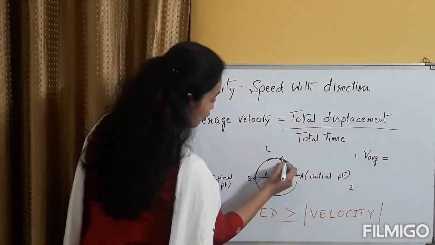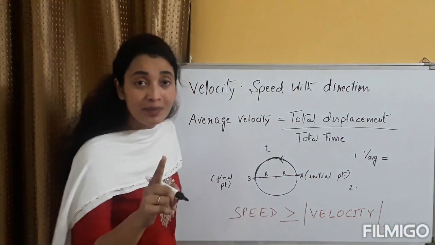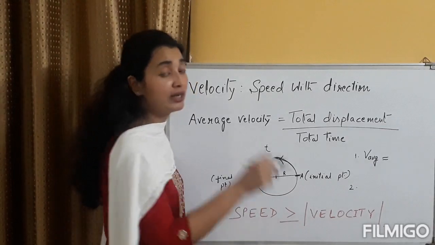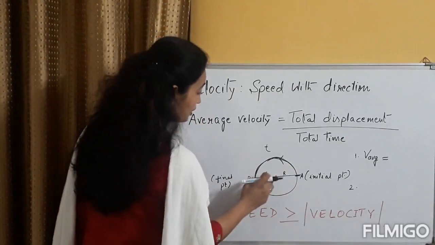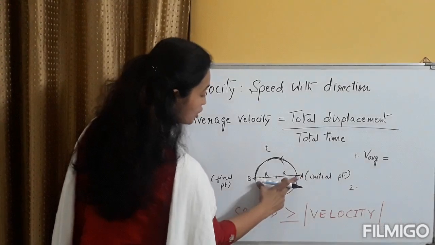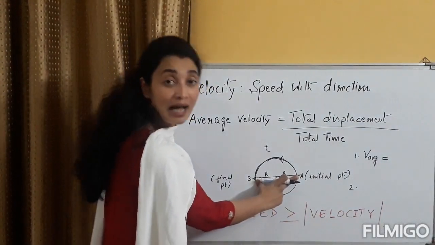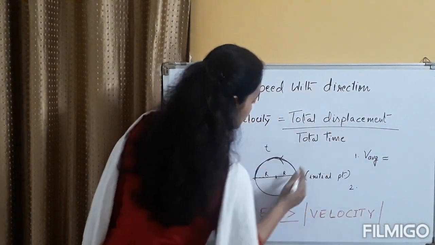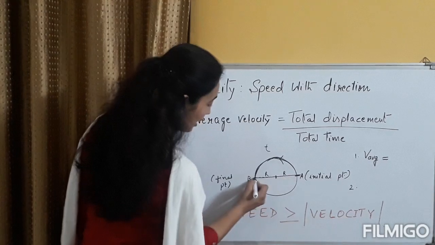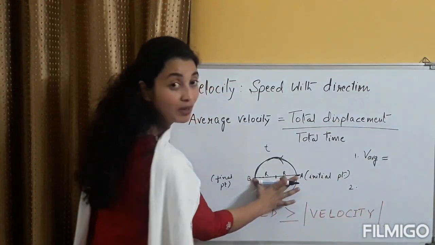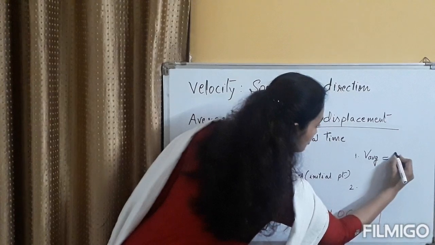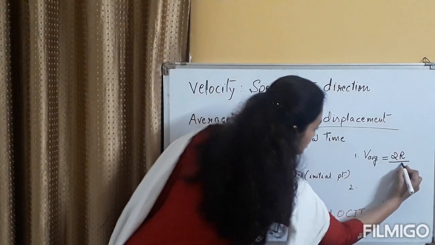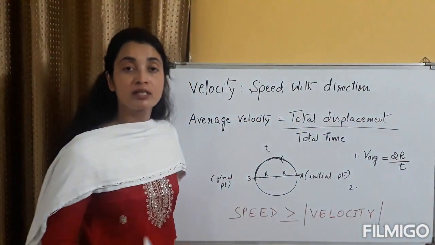So from A to B you have moved through this path, but the displacement, which is the shortest distance between the initial point and final point, or the difference between final position and initial position, is this, which is equal to the diameter of the circle. So V average will be total displacement. The body got displaced from A to B. The displacement vector is 2r, so the total displacement is 2 times the radius. And the time you took to cover this distance is t. So average velocity is 2r upon t.